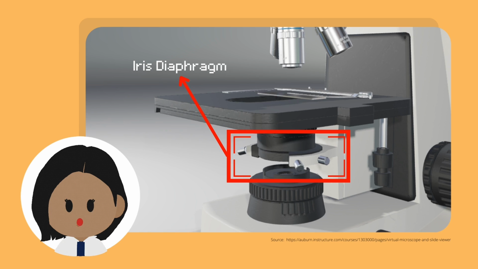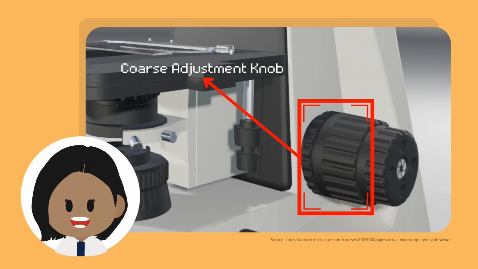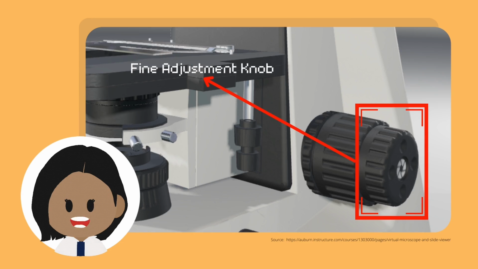Is there a way to adjust the light output? Yes, through the use of the illuminator control knob, the light output can be controlled. You might be wondering, what is the purpose of the other 2 knobs? First, the coarse adjustment knob. It allows for quick focusing by moving the objective lens or stage up and down. On the other hand, the fine adjustment knob focuses sharply on the specimen using low power.